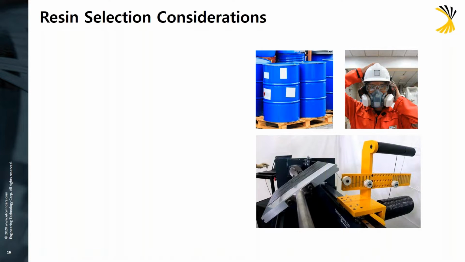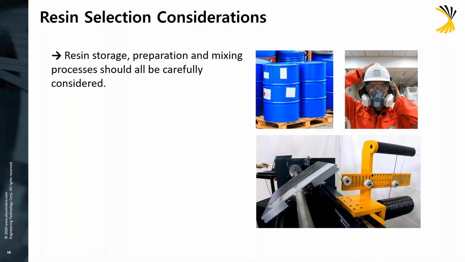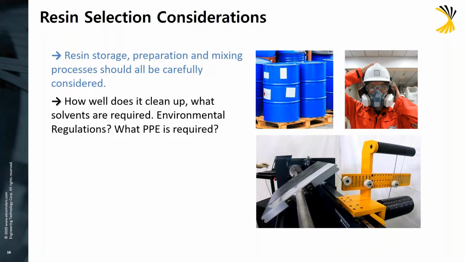Resin considerations. Resin selection is certainly medium difficulty if we're looking at the fruit tree of efficiency. There are so many things to consider, and it is incredibly customer specific. So I'm just going to touch on highlights. Resin storage, preparation, and mixing processes should all be very carefully considered. They can run away on you very quickly, both in terms of footprint within your facility and in terms of dollars when you're hiring people to do some very complicated processes in the mixing.